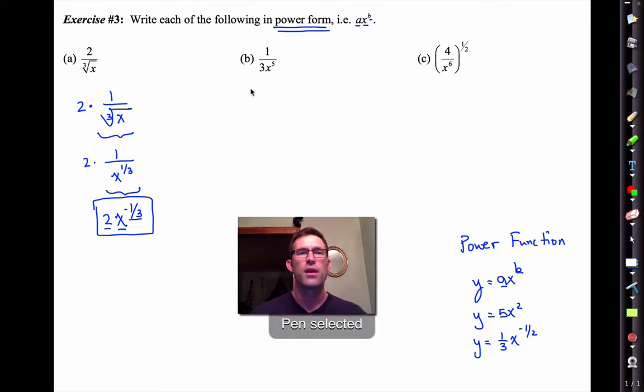In fact, the way I want to look at this again is think about it as 1/3 times 1 divided by x to the 5th. Now, as soon as I do that, it's actually relatively quick.